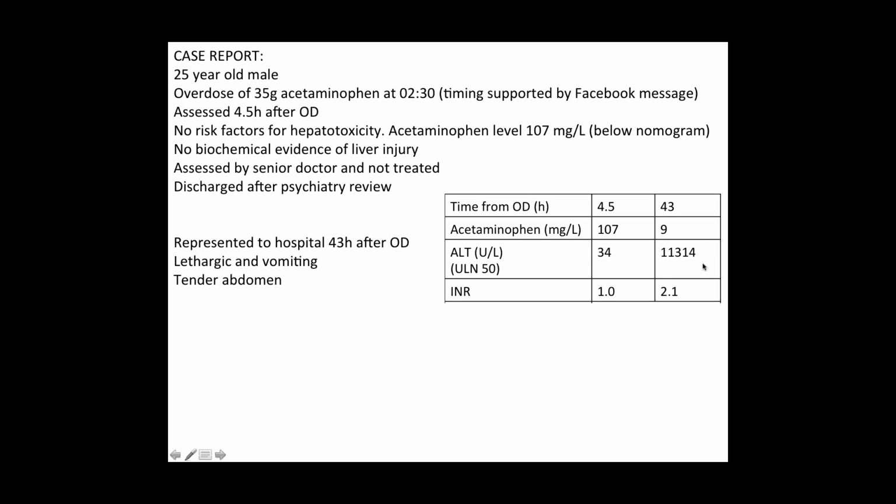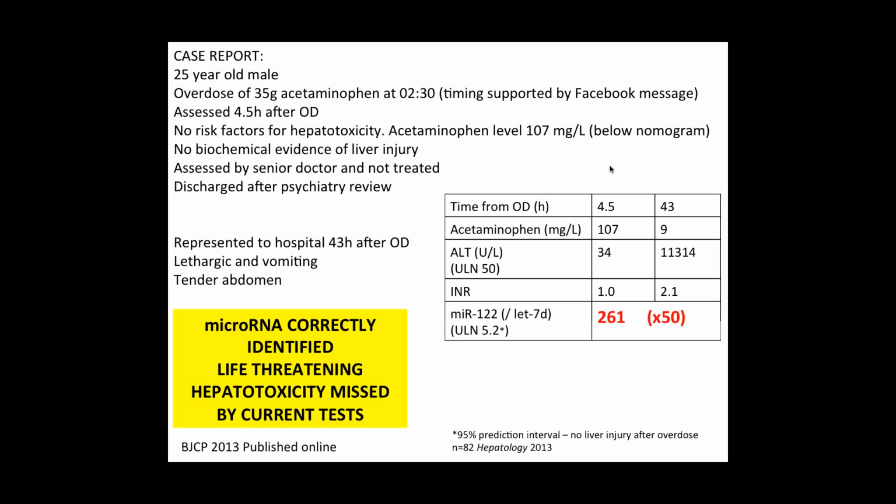He had an ALT of 11,000, very marked liver injury, with impaired synthetic function, INR of 2.1. What we did was we got his blood sample from the first presentation, and we measured the microRNA and said, could we have detected the injury? Could we have avoided him being sent home? And the answer is yes, very clearly.